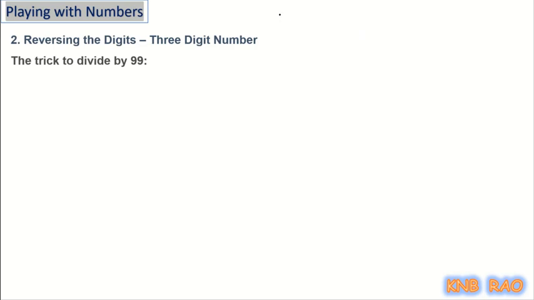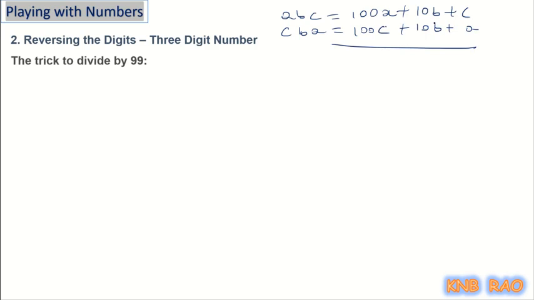Because, see, a 3 digit number, if I consider ABC, it is 100A plus 10B plus C, and reversing it gives CBA, that means 100C plus 10B plus A. Their difference will give us 99A minus 99C, because 100A minus A is 99A and C minus 100C gives you 99C, which can be written as 99 times (A minus C). Now watch how it is going to come.